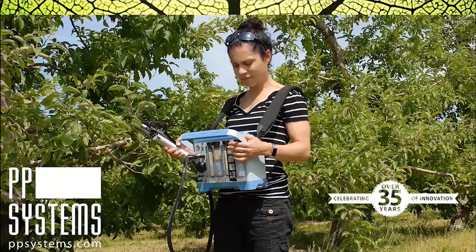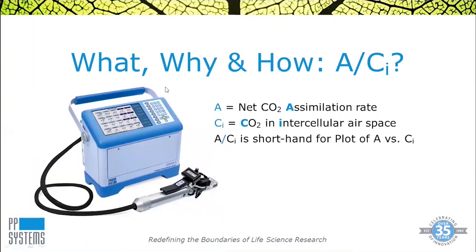Okay, welcome everybody. So we're going to talk about the what, why, and how of ACi. First of all, what? A stands for net CO2 assimilation rate, the same as net photosynthetic rate. Ci represents the CO2 concentration in the intercellular air spaces. And A/Ci is just a shorthand, which means a plot of A versus Ci. So that's what ACi is.